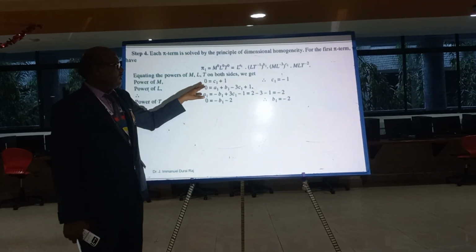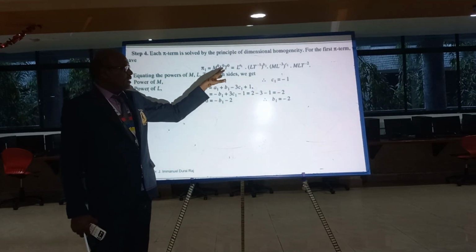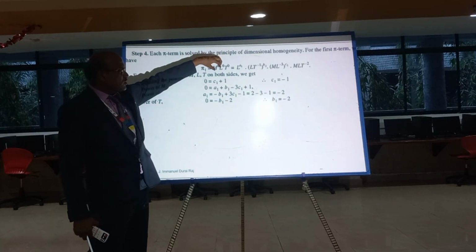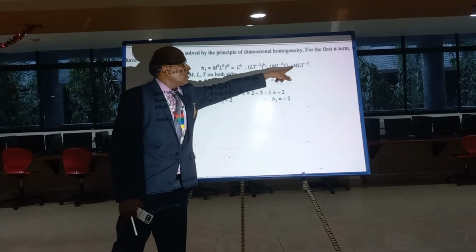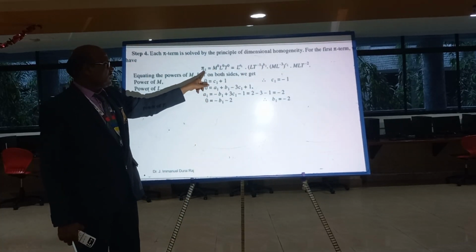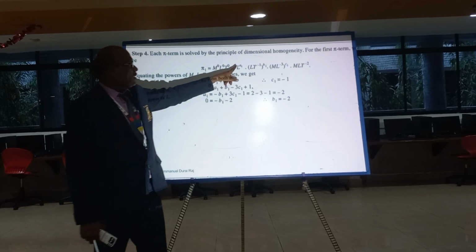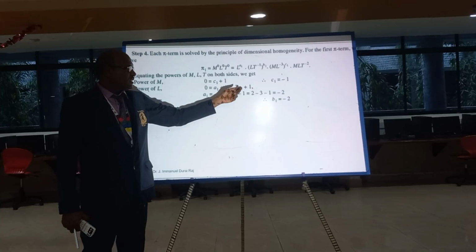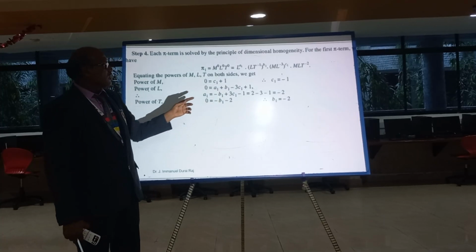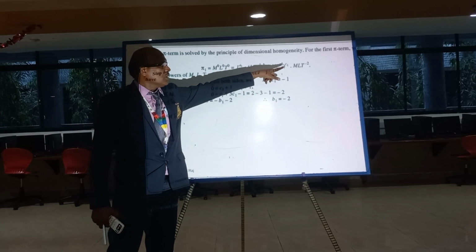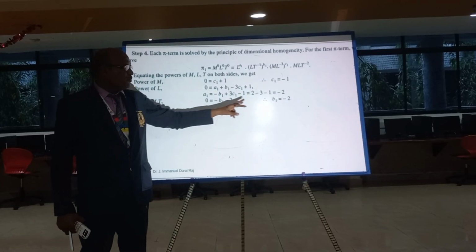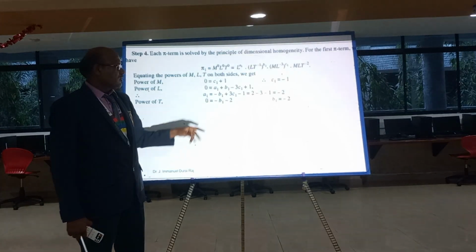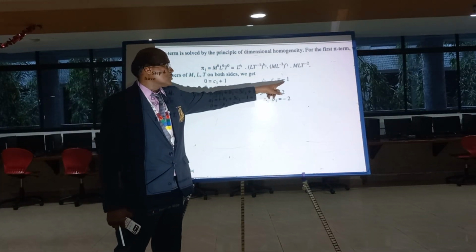Then you equate the powers of M, L, T on both sides. Here the left side pi 1 will be M^0, L^0, T^0. On the right hand side, M is 0, so here it is c1 plus 1. Then for L: a1, b1 and c1, here plus 1. Since the term is length here, you cannot find it directly, so go with the T. T is 0, minus b1 and minus 2, so from here I can find b1. Substitute c1 and b1 in equation 2 and you can find a1. Here a1 is minus 2, b1 is minus 2, c1 is minus 1.